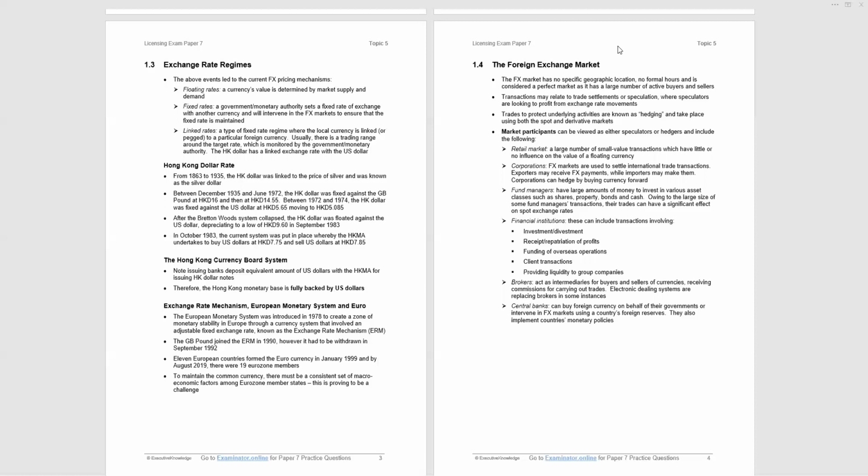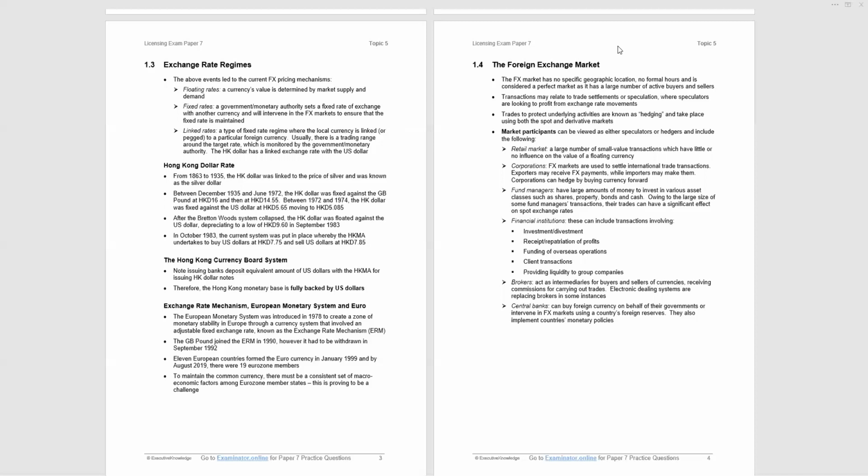Now, the foreign exchange market, as I said earlier, has no specific geographic location, no formal hours, and it's considered to be a perfect market. Why? Because it has a large number of active buyers and sellers. Transactions may relate to trade settlements or speculation, where the speculators are looking to profit from exchange rate movements. We also have trades that are entered into as a hedge, to hedge particular participant positions.